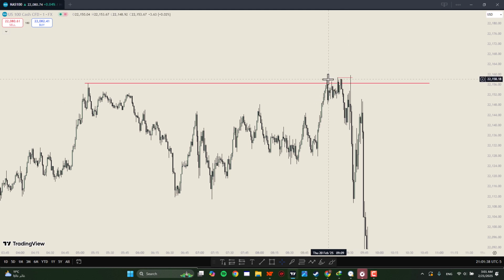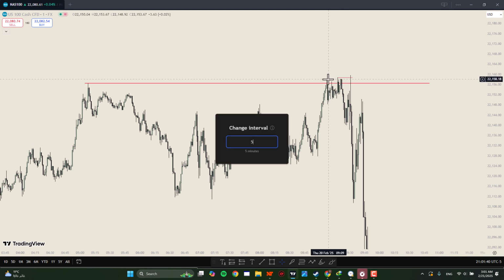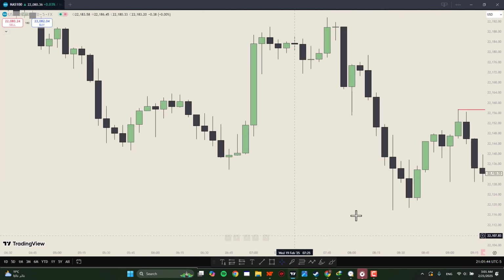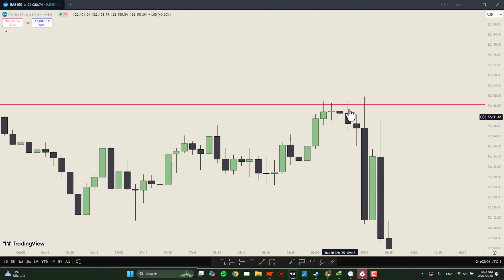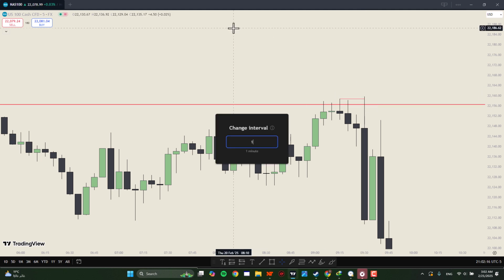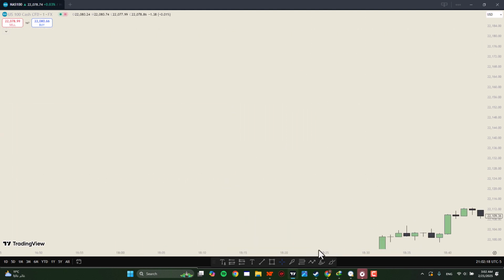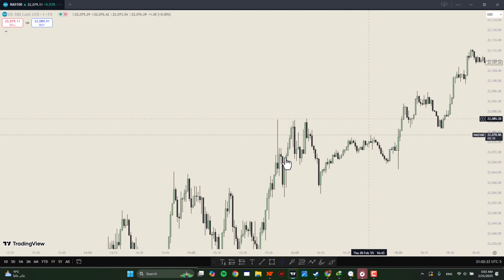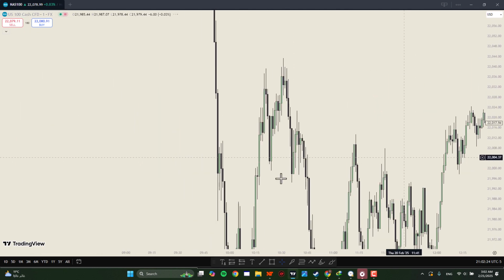So this initial sweeps, but we're looking for the sweep to happen at 9:30 or just before it. So these are the initial sweeps. It happened at 9:15, but we're looking for something that is close to 9:30, and it happened at 9:30 exactly here. So let's go to 1 minute once again. So first step and second step is confirmed and validated.